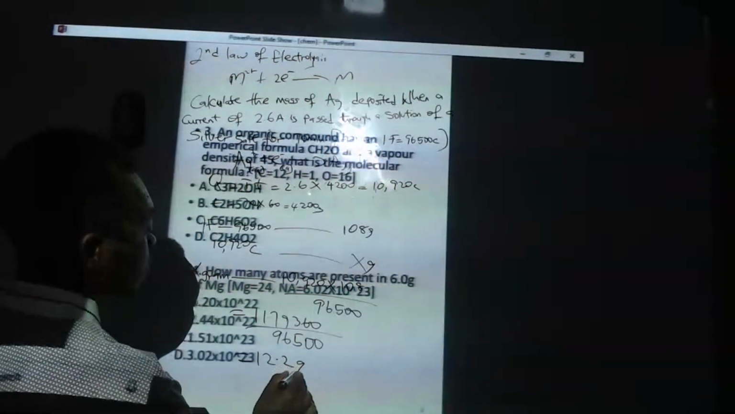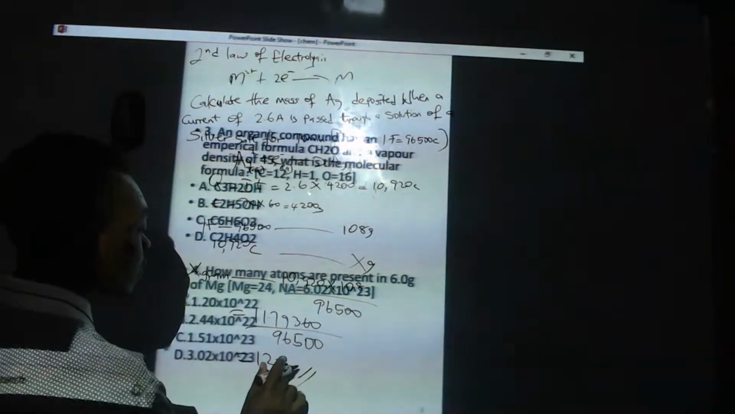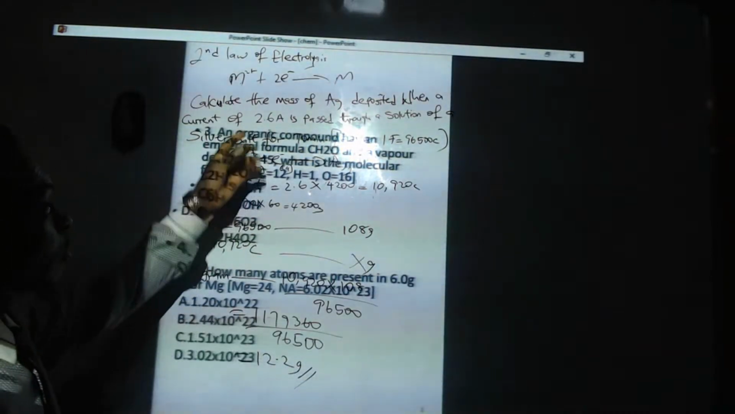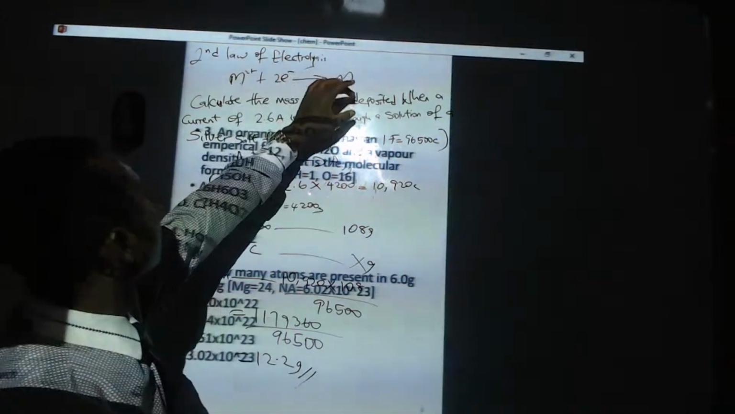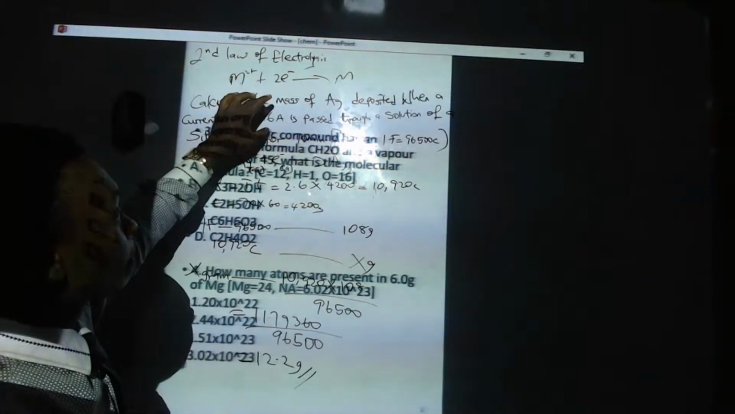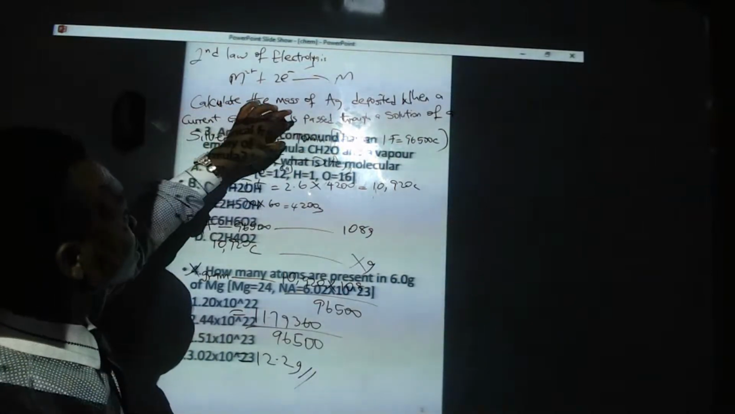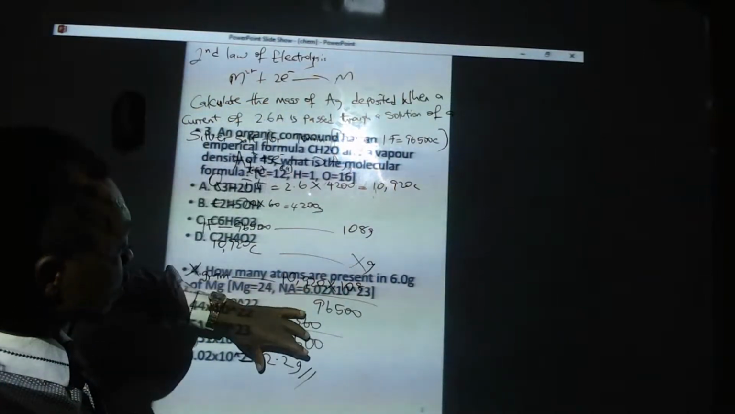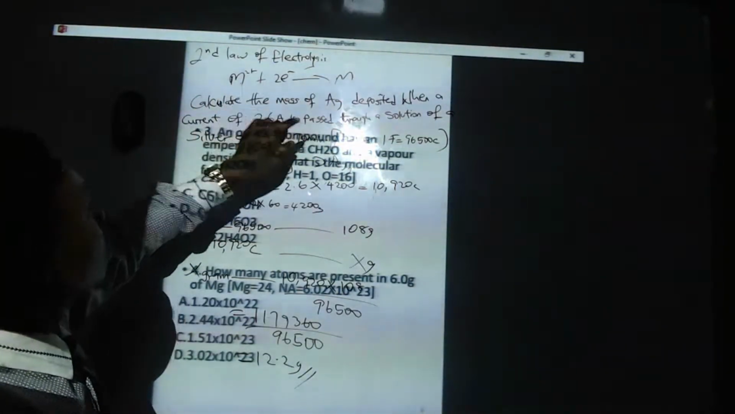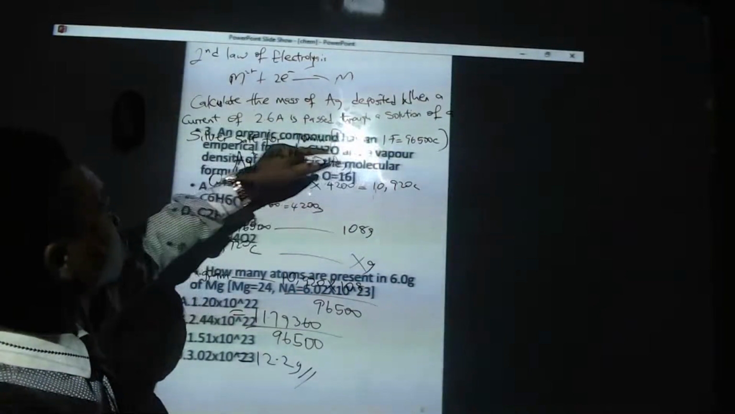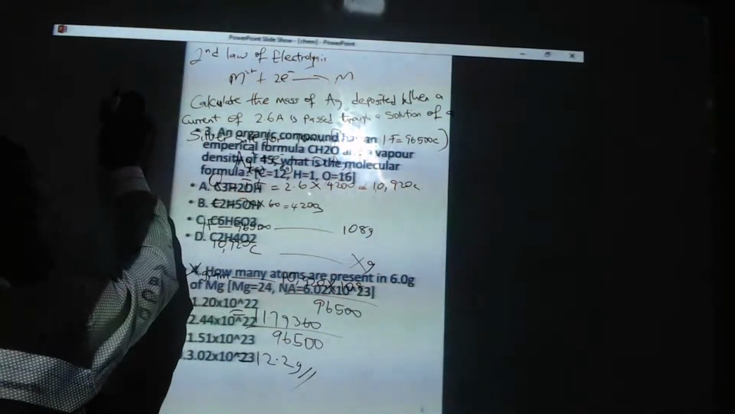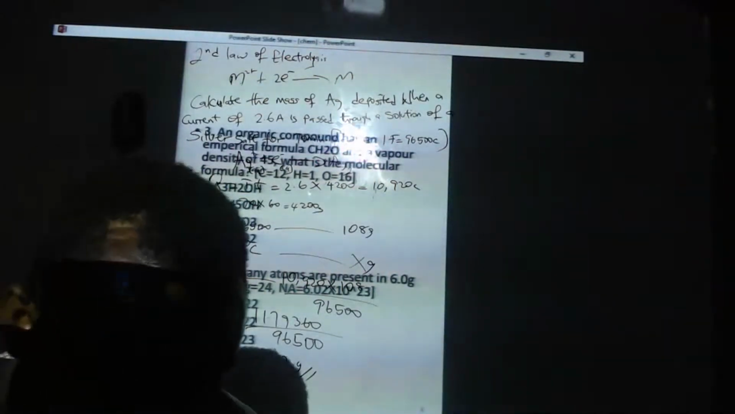So this will give you 12.2 grams. So this implies that 12.2 grams of silver is deposited at the current of 2.6 amp for 70 minutes. So 12.2 grams of silver at the current of 2.6 amp was deposited when passed through a solution for 70 minutes. So that's how you get that. Okay, let's see another example here.